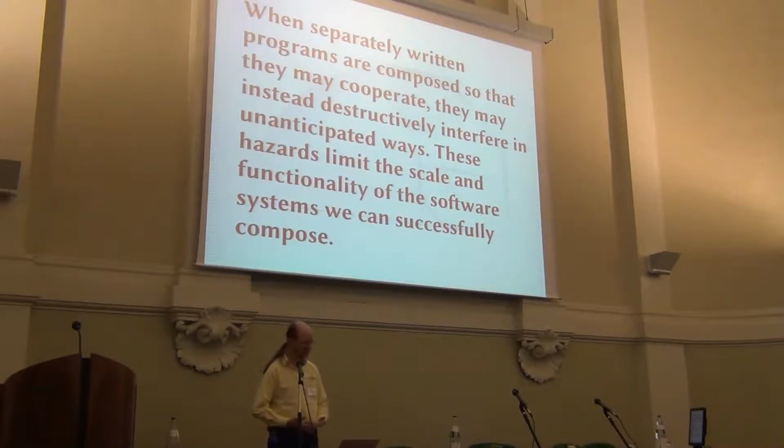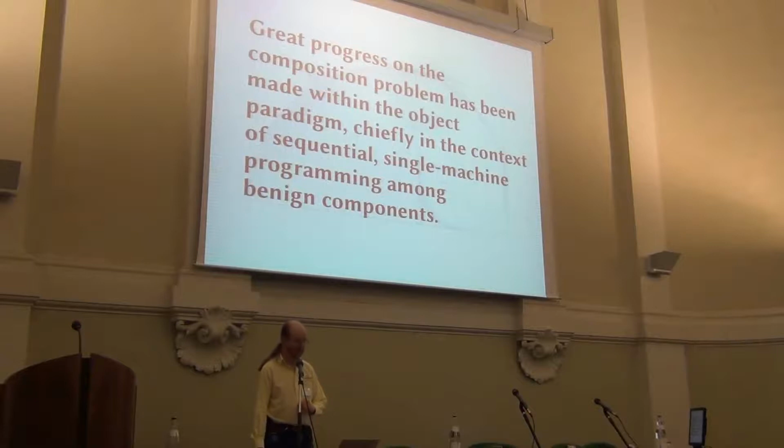So the problem statement he's giving is that you want to be able to take pieces of code, components that are written by separate teams or people, and put them together and actually have them work. Now, this is a well-known desire in computer science. Great progress on the composition problem has been made within the object paradigm, chiefly in the context of sequential single machine programming among benign components. All right, so he says, objects are great, but basically they're great when you only have one thread and when your components are not malicious.